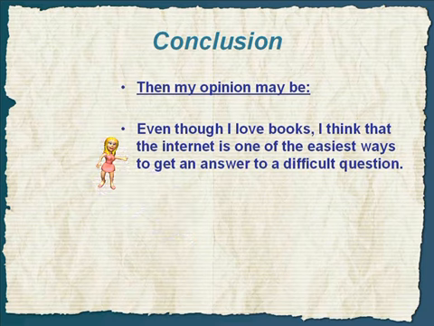I'm hoping by now you can see how my topic sentences would be reflected in the conclusion. But on top of reflecting the topic sentences, I also need to give something of my own opinion about the issue. So my opinion about the internet could be something like this: even though I love books, I think that the internet is one of the easiest ways to get an answer to a difficult question. So now you can see there are two parts to a conclusion: the summary of the main ideas reflected in my topic sentences, and just a tiny bit of my opinion about the issue.